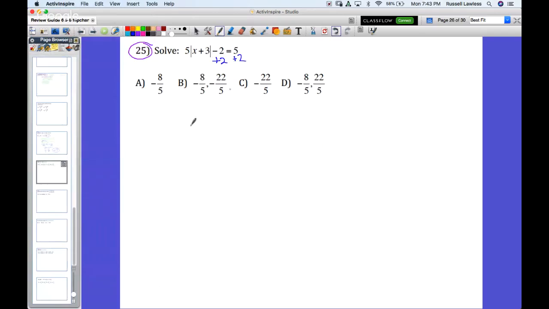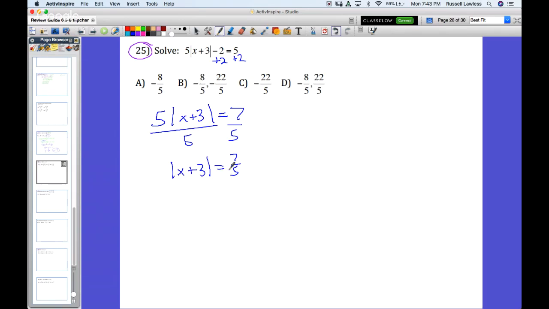So to do that, what we're going to first do is add 2 on both sides to get 5 absolute value of x plus 3 equal to 7. Now, we don't distribute this 5. Don't distribute that 5. We're actually dividing that 5 out. So then we'll get x plus 3 is going to equal 7/5.